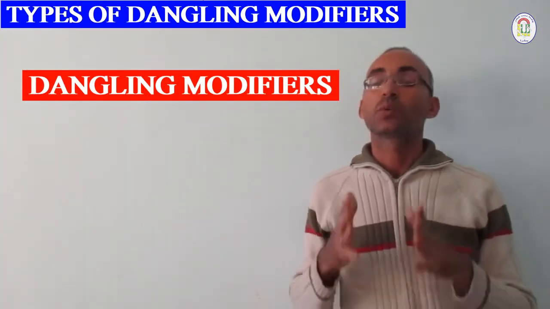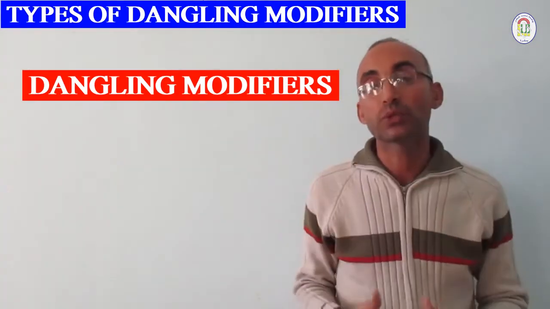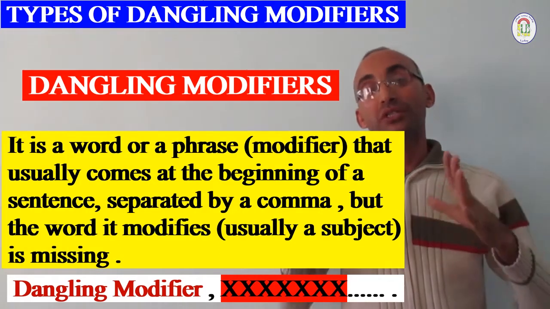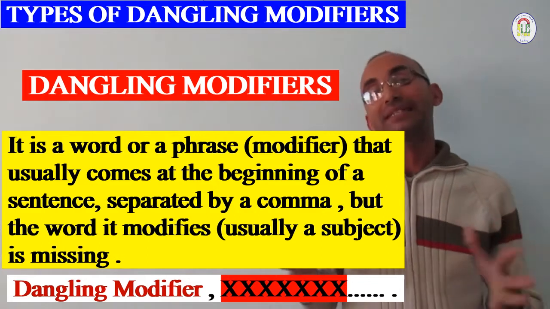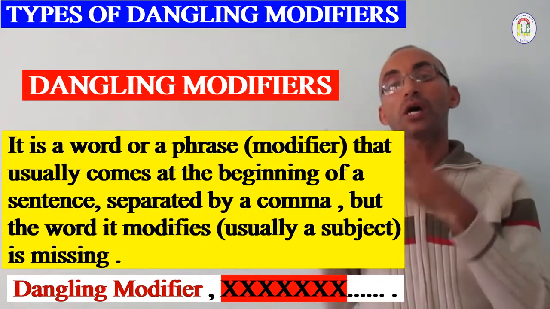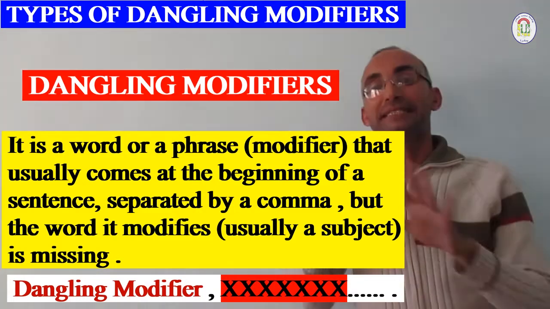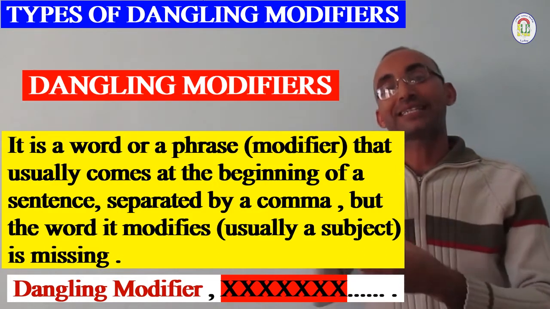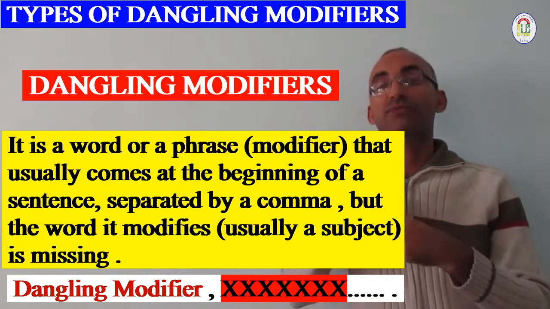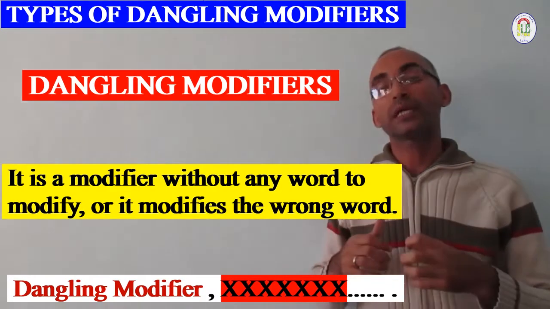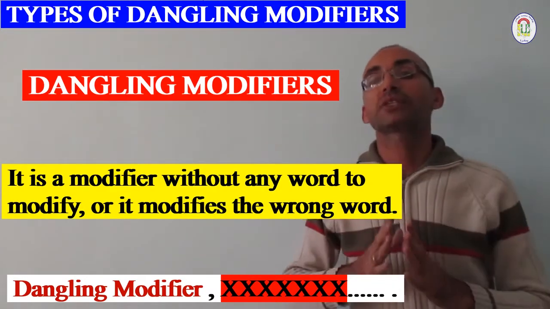We said when we say dangling modifiers we mean a word or a phrase, clear, which usually comes at the beginning of a sentence separated by a comma, okay, but the word it modifies is missing, okay, it lacks especially the subject in the main clause, clear. So it's a modifier without any word to modify, or with the wrong word to modify.